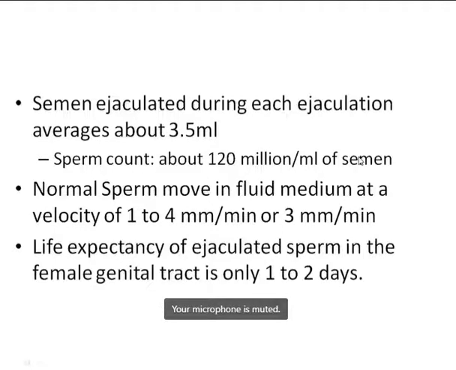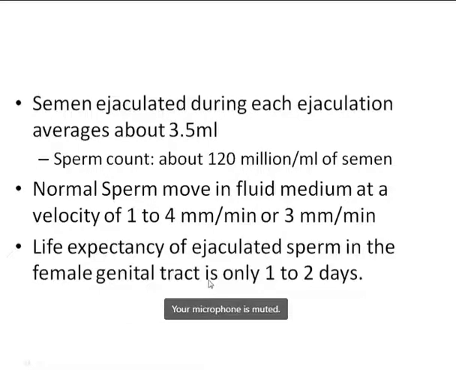Normal sperm moves in fluid medium at a velocity of 1 to 4 mm per minute. This is the normal velocity of the sperm. In some books, they have written that the average velocity is about 3 mm per minute. Now if you look at sperm life, how long will the ejaculated sperm survive in the female genital tract? It's about 1 to 2 days. But if you want to store the sperm for years, you can, with cryopreservation or different preservatives. But in relation to the female genital tract, the life is only 1 to 2 days.